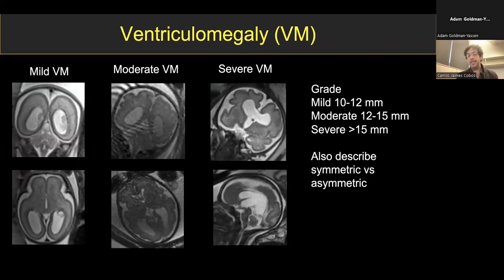So ventriculomegaly, there would be a complete talk on what we can say about that. We stratify them into mild, moderate, and severe based on those two-dimensional measurements, as the slide shows. This has prognostic significance. Your chances of being normal developmentally if you have higher grades of ventriculomegaly decreases. I think it's also important to describe when we see them, whether it's symmetric or asymmetric, so that we can look for injuries or other potential problems.